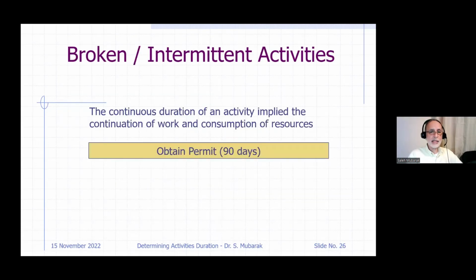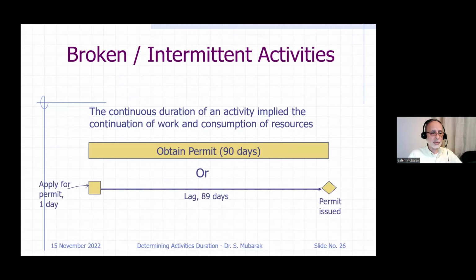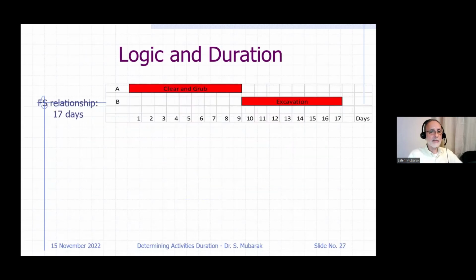Sometimes we have an activity called obtain permit, 90 days. And my question is, are you doing work every day during those 90 days? And you say, no, I'm just waiting. Okay, then break it down to 1 day, apply for a permit, and then wait 89 days or 90 days, whatever. And then there is a milestone, permit issued. Do not show duration when there's no real work being done.